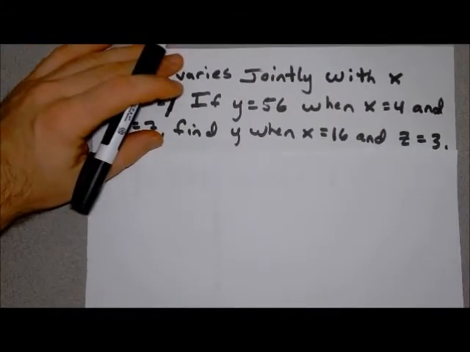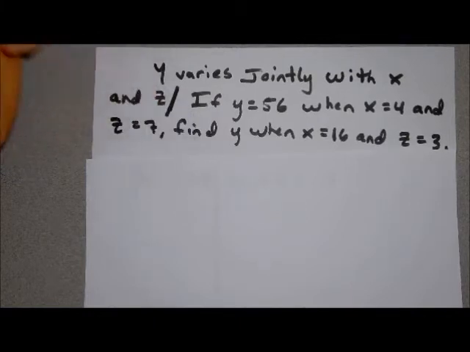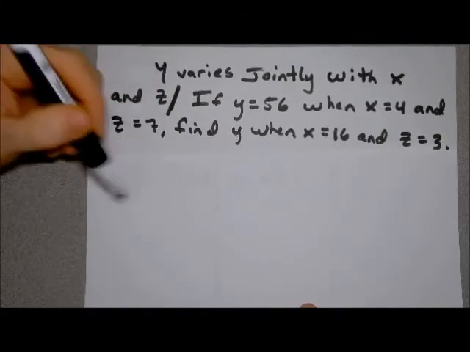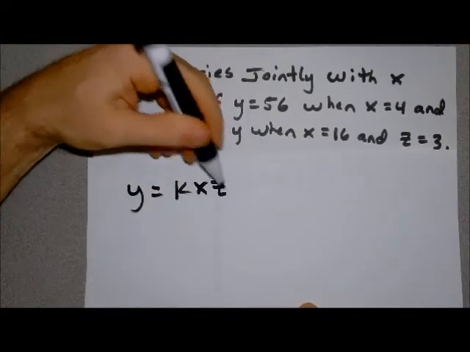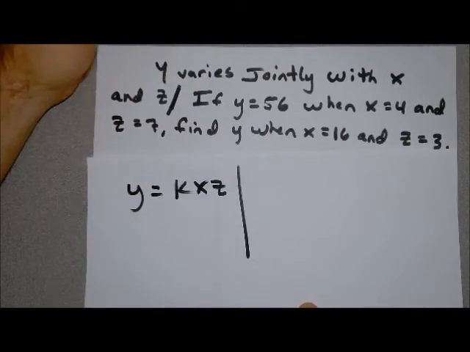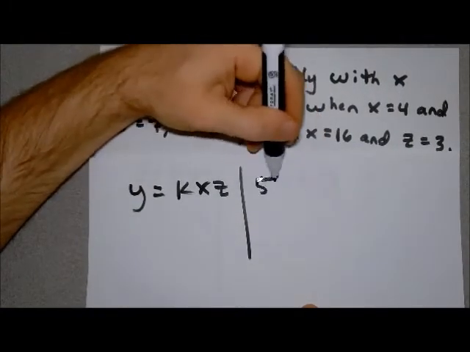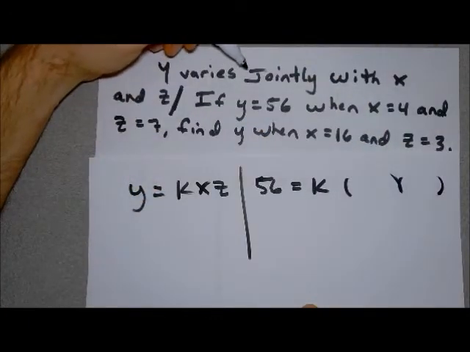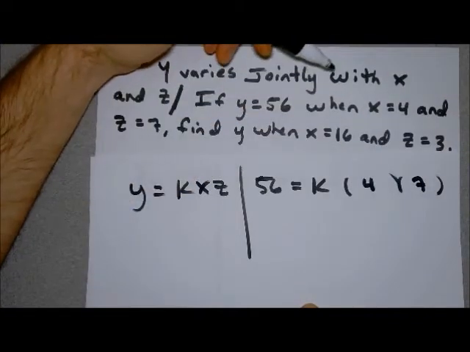Problem number 10 says y varies jointly with x and z. If y is 56 when x is 4 and z is 7. So first off, we need an equation. So y varies jointly with x and z. Next part, we want to find k. So we keep reading. It says y is 56 when there's our k, and when x is 4 and z is 7. So we put in our 4 and our 7. We're trying to solve for k.